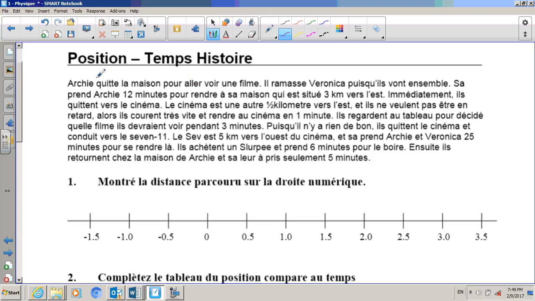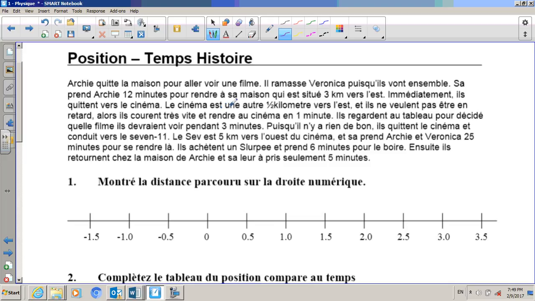Archie quitte la maison pour aller voir un film. Il ramasse Veronica puisqu'ils vont ensemble. Ça prend Archie 12 minutes pour rendre à sa maison, qui est située 3 km vers l'est. Immédiatement, il quitte vers le cinéma. Le cinéma est un autre demi-kilomètre vers l'est, et il ne veut pas être en retard, alors il court très vite et rentre au cinéma en 1 minute.